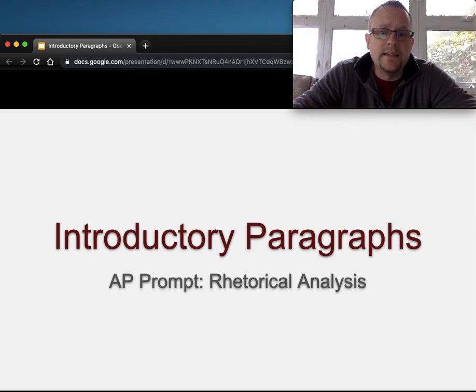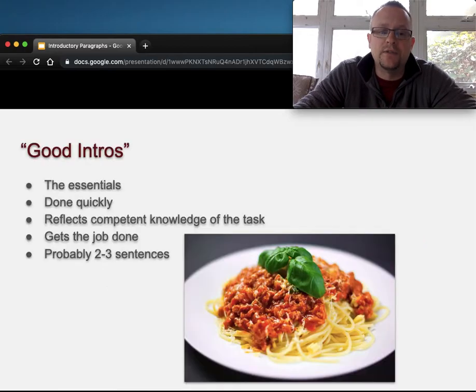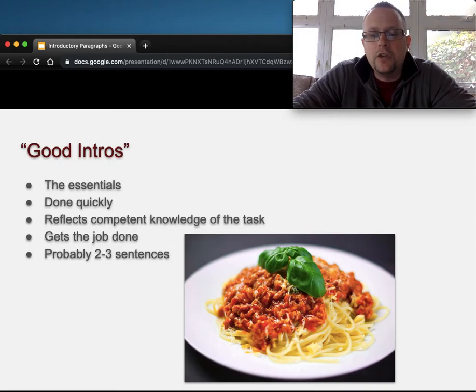So today's emphasis, looking at the AP prompt, rhetorical analysis, but specifically introductory paragraphs, all right? And really, for the most part, I think introductions break down into two categories. You're going to have those that are good intros, and you're going to have those that are great. A good intro is exactly what it states it is. It's good. It gets the job done.